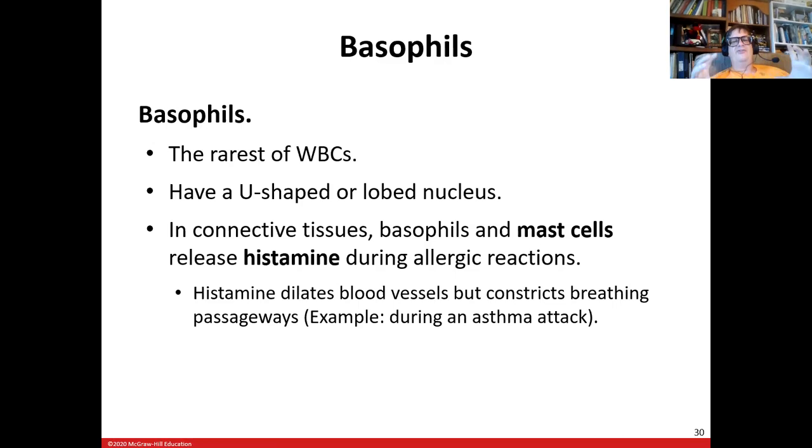It makes the blood vessels get bigger so you can send more blood. It makes the walls of the blood vessels more porous so you can get the white blood cells out to fight. But it contracts your breathing, your respiratory system, so you're less likely to bring in horrible things. So the whole idea, the histamine released by the basophils is get the bad stuff out, try to stop more bad stuff from coming in.